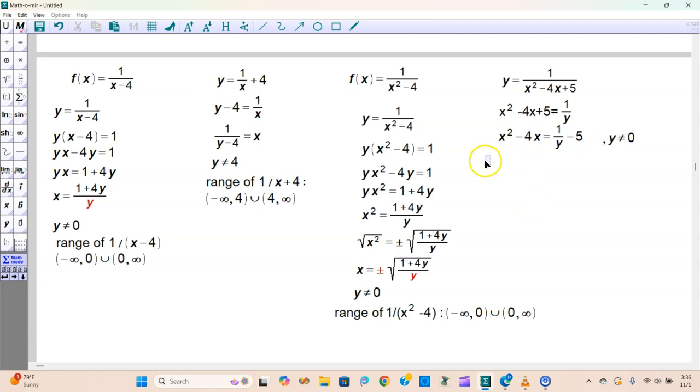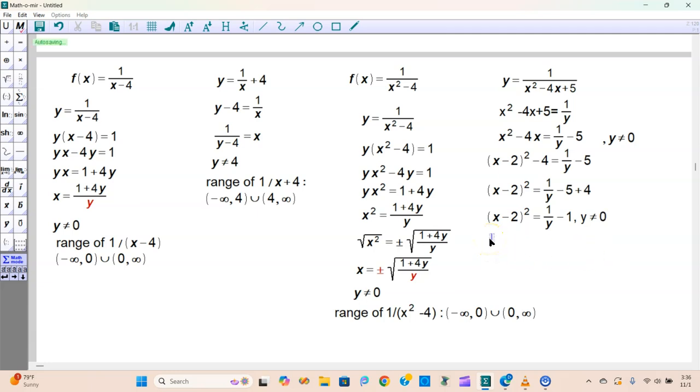You see that? But let's say you want to isolate x as a nice exercise. So you can just complete the square. You're going to have x minus 4 divided by 2, which is 2. You square this, and then you subtract the square of that 2, so minus 4 equals 1 over y minus 5. So x minus 2 quantity squared will be equal to 1 over y minus 5, plus 4. Then you have x minus 2 quantity squared equals 1 over y, and then minus 1. Again, it's still confirming that y cannot be equal to 0. It's not part of the range.